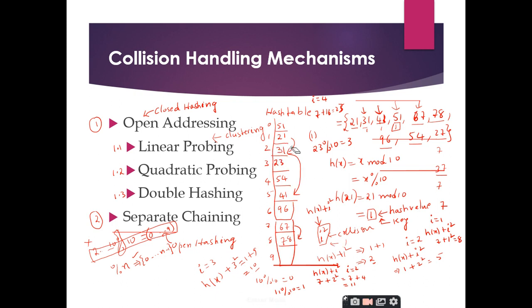So if I take the first 4 elements, 21, 31, I don't know what happened to this one. Let us remove this, remove this, remove this, remove this, and this. Right.